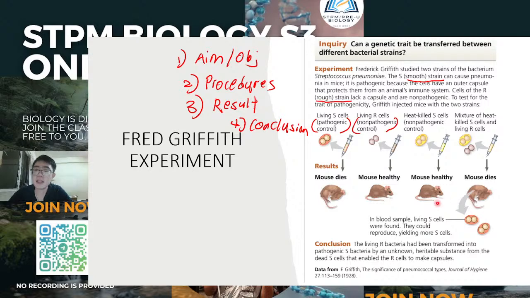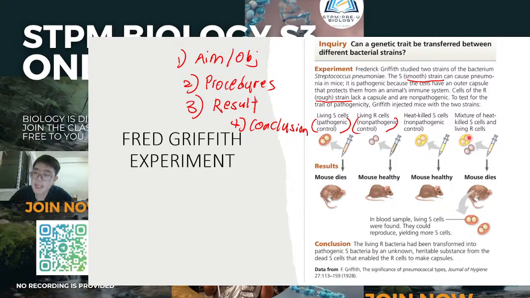And then they got the blood sample, however it already died, from this dead mouse, and it found that living S cells were found. And they could reproduce more S cells. So it is very interesting because at your beginning step, you only inject killed S cells, dead S cells. But finally, you found living S cells in the mouse blood sample.